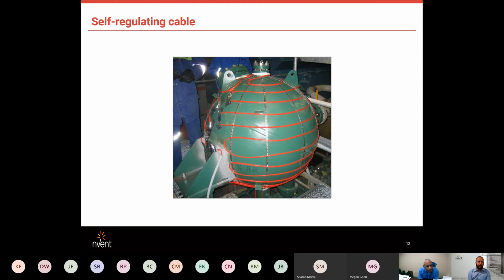So keep in mind that even if it's not piping or a tank, if you're unsure, just give us a call, and 9 times out of 10, if you have the power available and we can get some insulation on the piece of equipment, we can heat trace it and get it to the temperature that you need.